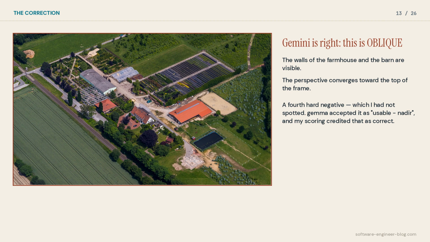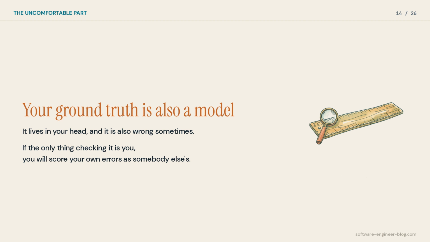Gemini is right. Look at the farmhouse and the barn. You can see their walls, and the perspective converges toward the top of the frame. This is an oblique shot. It is a 4th trap, and I had not noticed, which means my scoring had credited the small model with a correct answer it never gave. That is worth sitting with for a second.